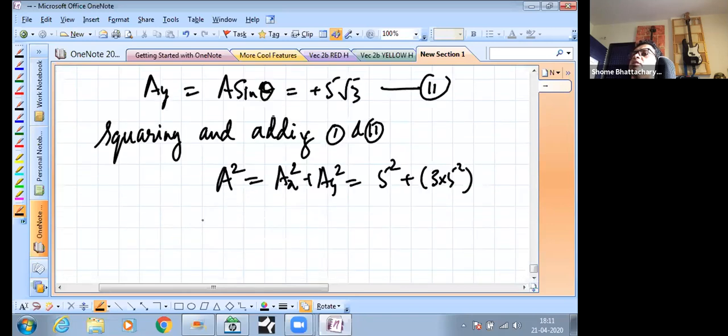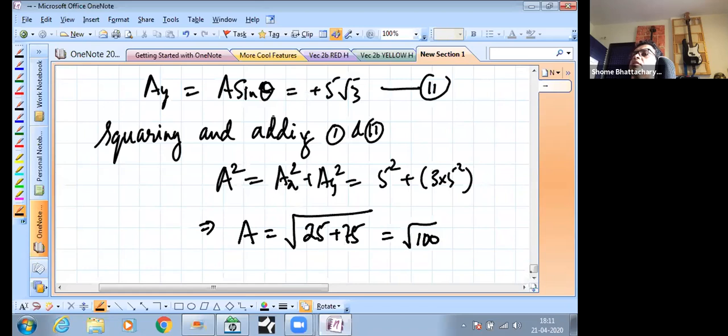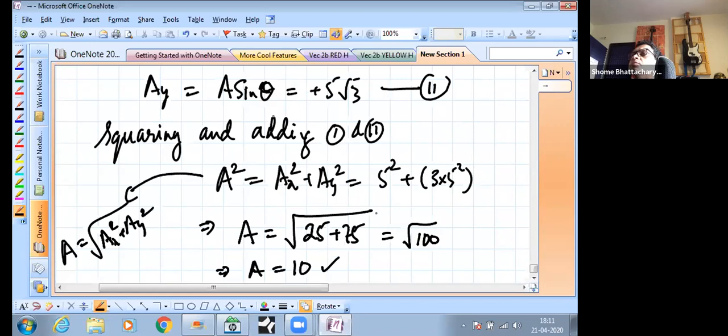So you can see that e square is 25 plus 75. So the magnitude of the vector e is becoming 10. Now simply square root of ax square plus ay square. From here only, we got that formula that magnitude of a is root of ax square plus ay square. So we're just making use of that.